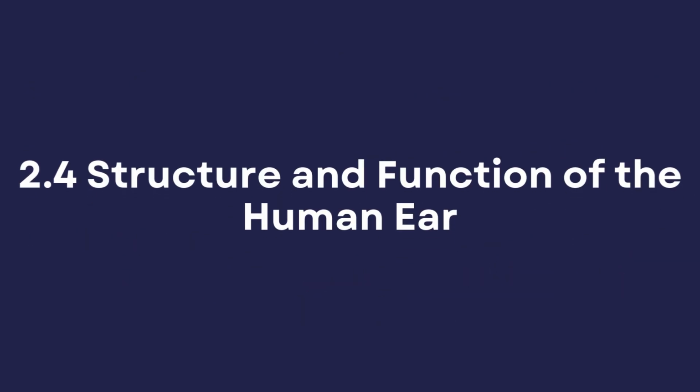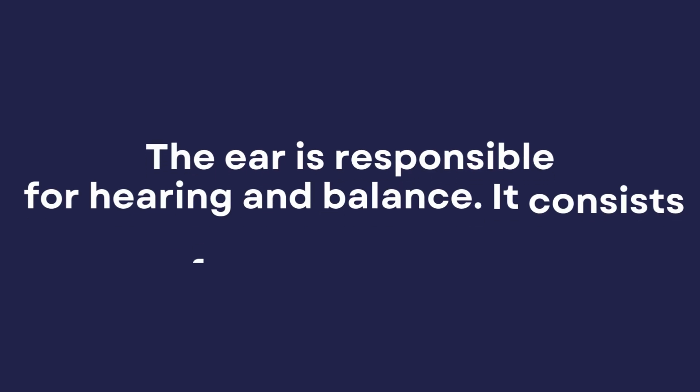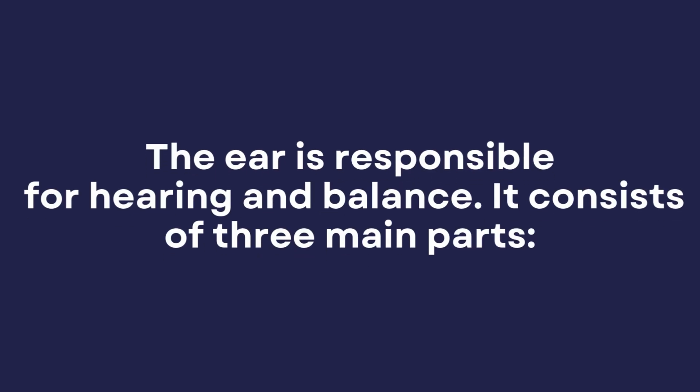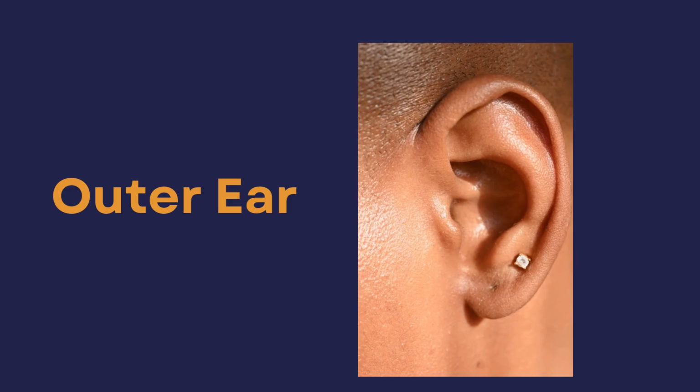Structure and function of the human ear. The ear is responsible for hearing and balance. It consists of three main parts. Outer ear.